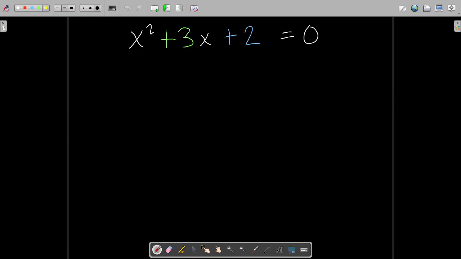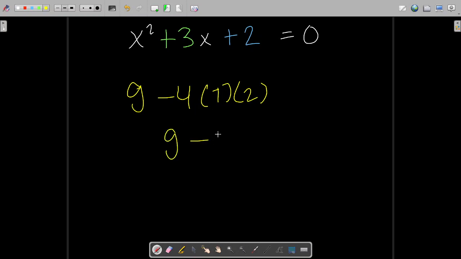Let's look at another example. X squared plus 3x plus 2. Let's input this into the discriminant. B squared, which is 3 squared, 9, minus 4 times a, which is 1, times c, which is 2. Minus 4 times 1 times 2 is negative 8. So 9 minus 8, this is equal to 1.